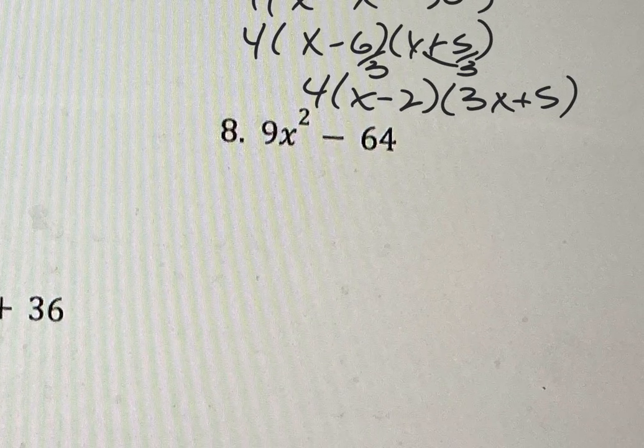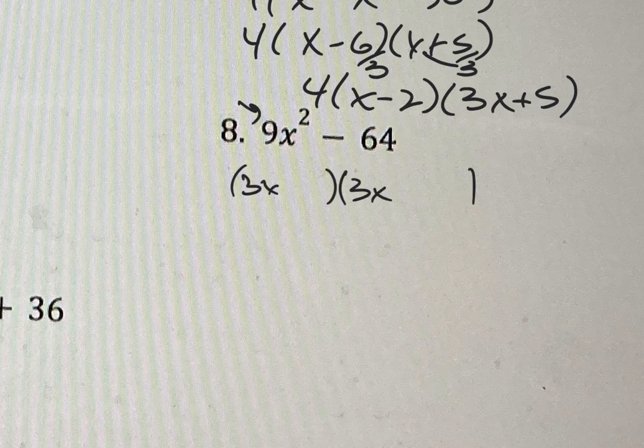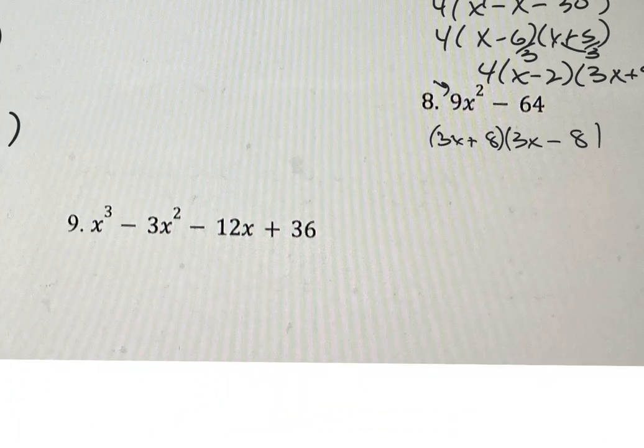Number 8. Number 8 is a difference of squares. Just got to remember the pattern. Difference of squares. You take the square root of the first one. You take the square root of 64. And 1's plus, 1's minus, because it was a -64. Remember, if it was 9x squared plus 64, you couldn't do it. 9x squared minus 64 is definitely a difference of squares.